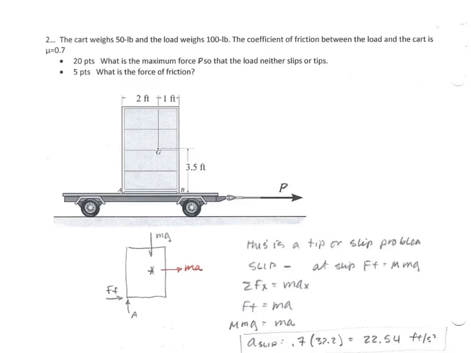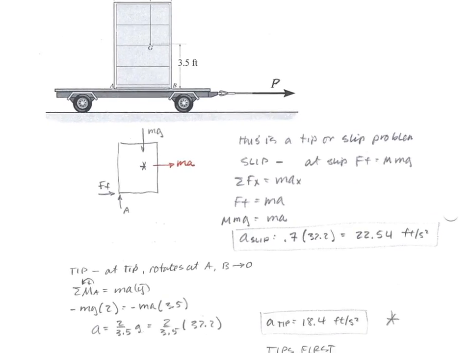Okay, this next problem is a tip and slip problem. Again, we did several of these, but in this case, what we're looking for is the maximum pulling force, P. Let's draw a free body diagram of just the box. In this case, the force of friction, MA vector, MG. This is a tip or slip problem. So at slip, we know that the force of friction is mu normal, and in this case, mu mg. So we'll solve that for the slip condition, just like that.